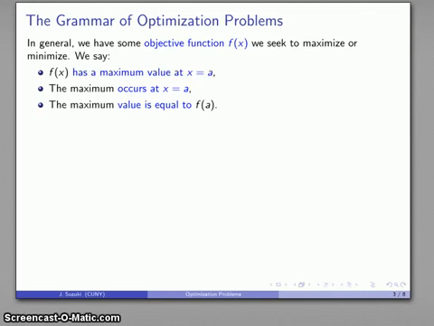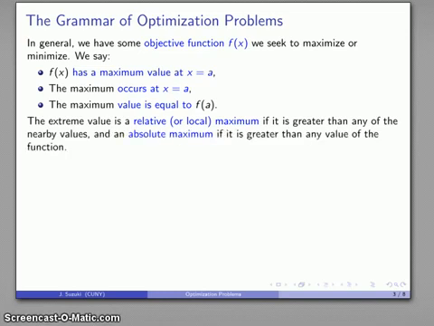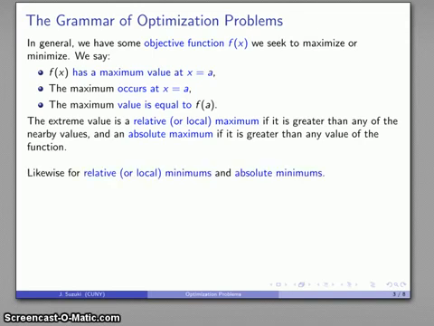Now, we have to go a little bit farther. The extreme value, the maximum or minimum value, is what's called a relative or local maximum or minimum value if it's greater than any of the things that are close by. And it's an absolute maximum if it's greater than any actual value of the function. And likewise, we flip the verbs for local or relative minimums and absolute minimums.